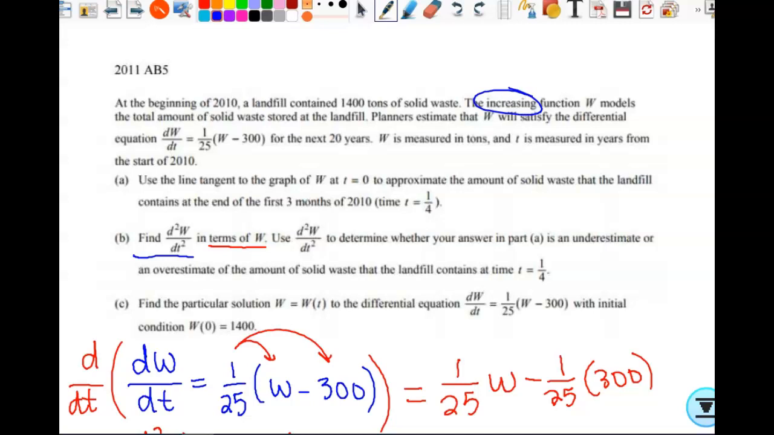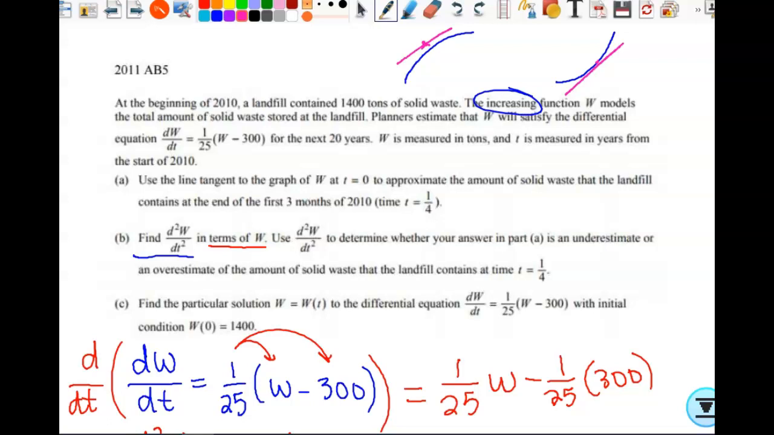I like to draw pictures. Think about this: if I have a function, I know this is an increasing function, but it could be increasing concave down or increasing concave up. If we have a curve that's concave down and I draw a tangent line anywhere on that curve, that tangent line is above the curve. So any approximation using that tangent line would be an overestimate for an actual function value. If I have a curve that's concave up and I draw a tangent line, my tangent line would lie below the curve. So any approximation using that tangent line would be an underestimate.